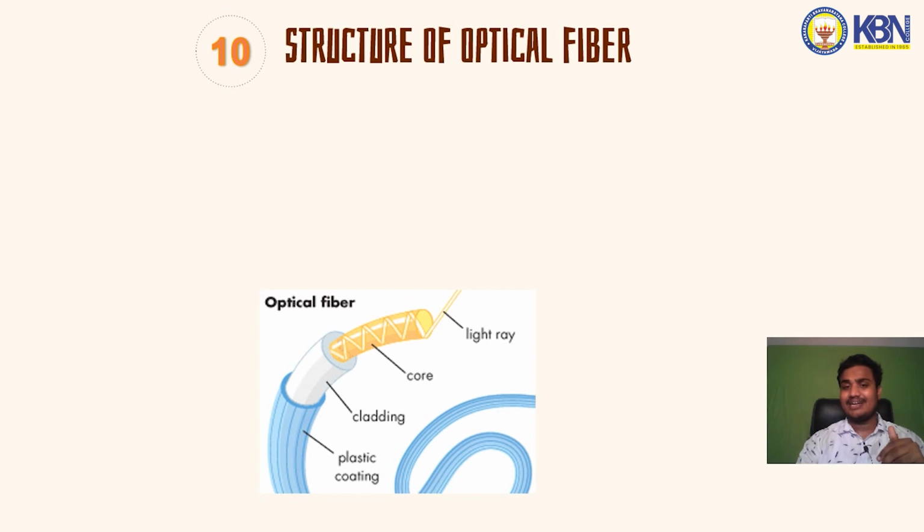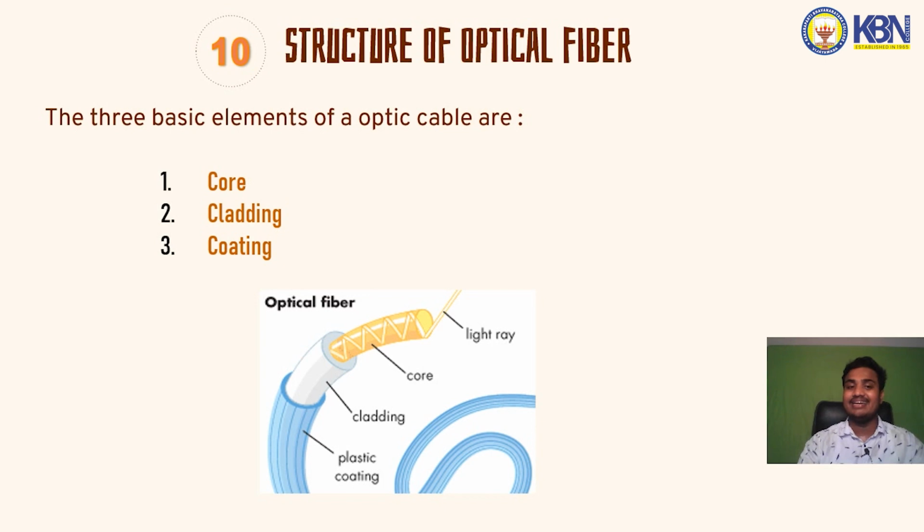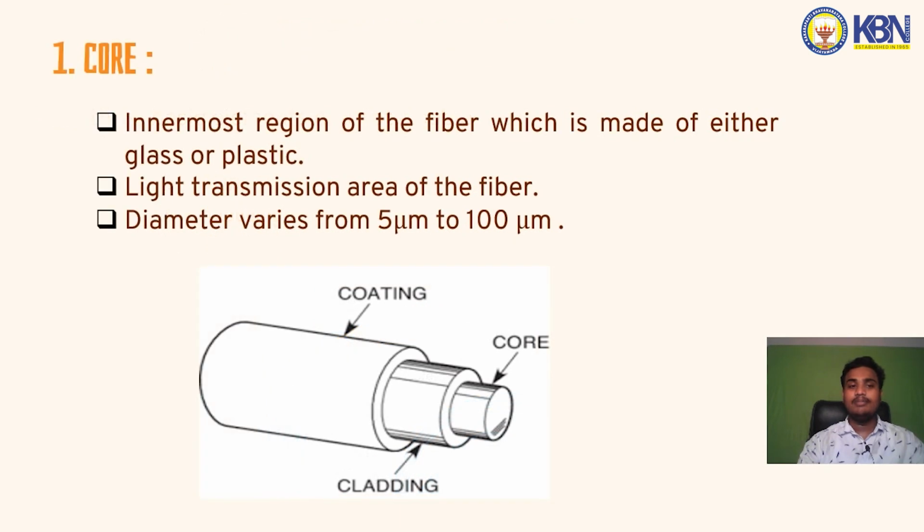Now coming to the structure of an optical fiber, it can be divided into three parts: core, cladding and coating. These are the three layers that an optical fiber consists of. Now coming to the core, the innermost region of the fiber, which is made of either glass or plastic, is called the core. This is the area where the light transmission happens, the place where light travels in the optical fiber. The diameter of the core should be in the range of 5 micrometers to 100 micrometers.